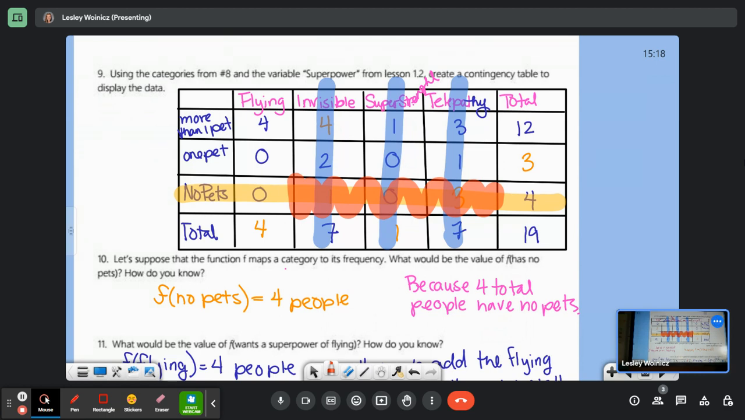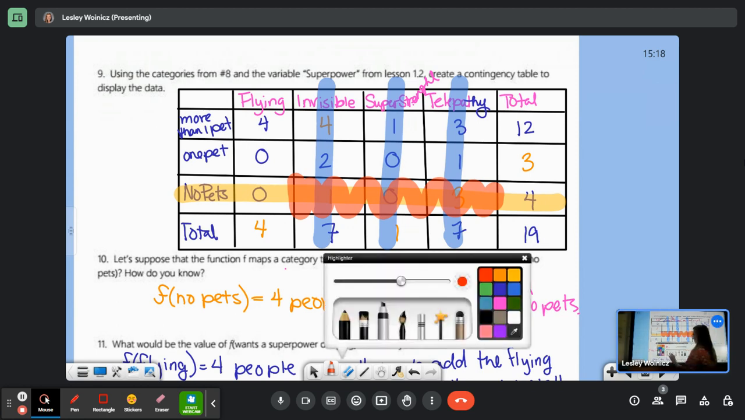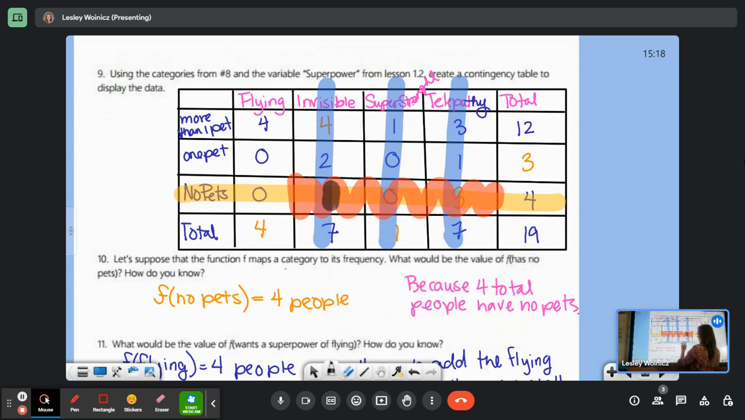Okay. So that's 1 plus 0 plus 3 if you can't read it. It's 4. Another way to think about it, guys, is it's all of the no pets people minus the no pets people that picked flying, which none of them did. So it's basically all of them. Sound good? Okay.